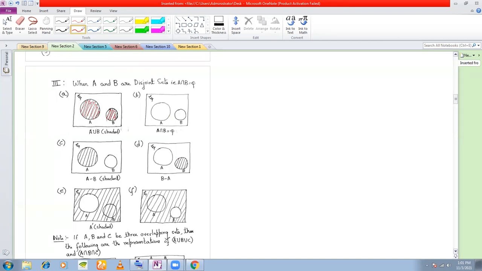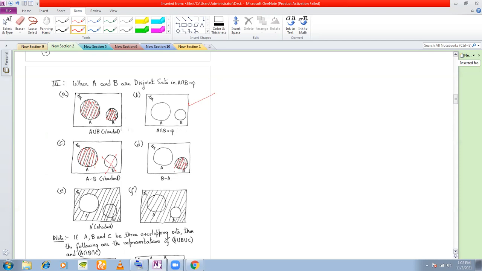A intersection B. Now, if A and B are disjoint, nothing can be common between them. So there is nothing to shade here. So that is how you represent A intersection B. Okay, A minus B. A minus B means all the elements of A only and not of B. So that is why I leave out this circle. I only shade the circle representing set A. Is that absolutely clear? Yes, sir. Similarly, for B minus A, we only shade the circle which represents the set B.